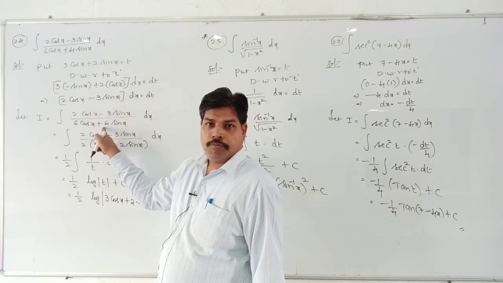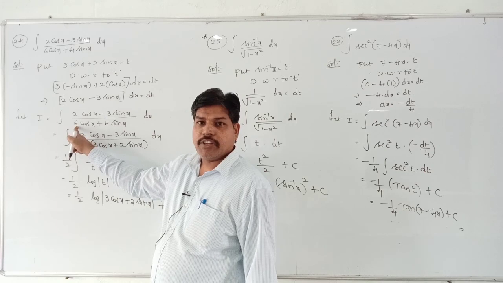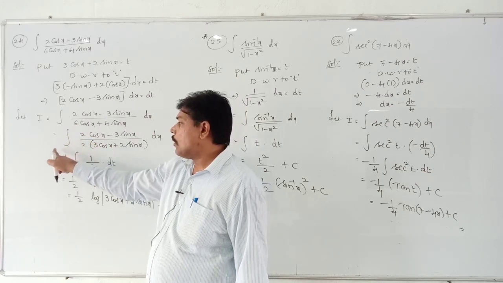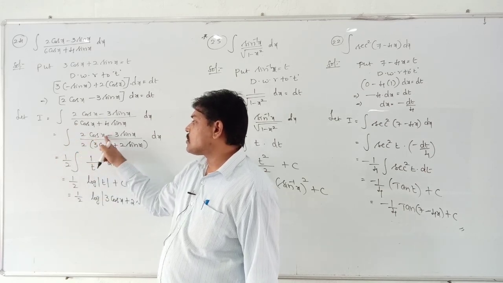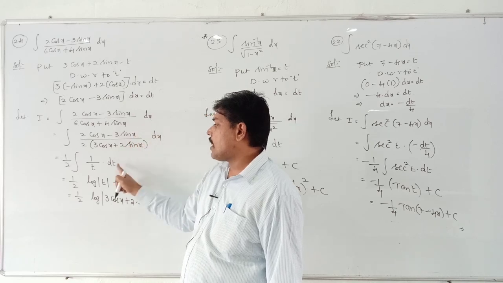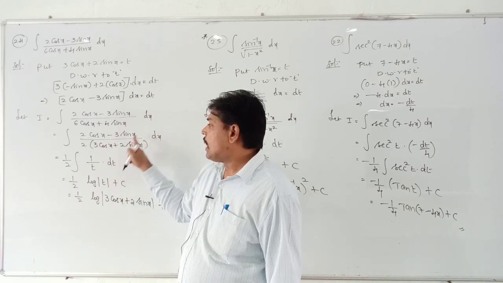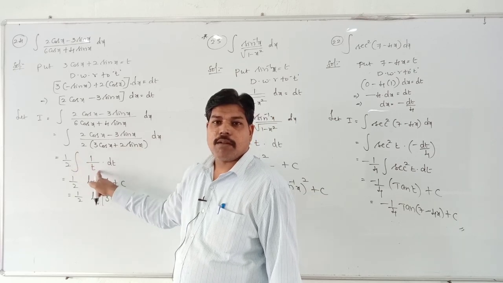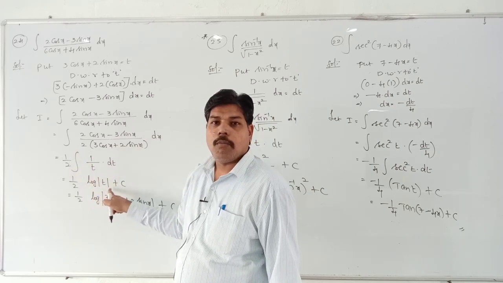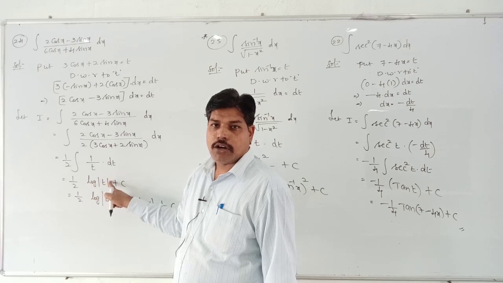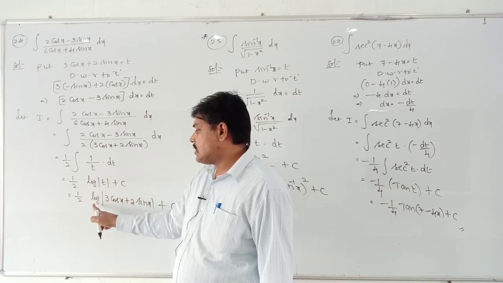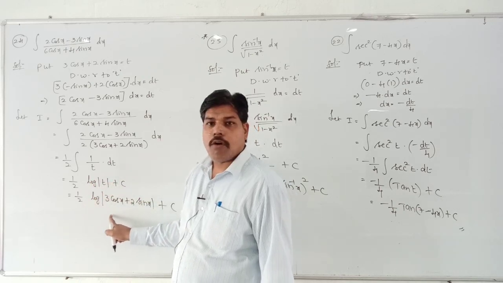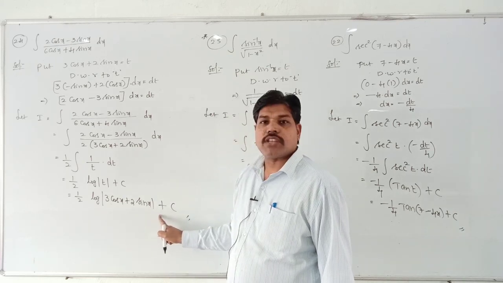So take the problem and take the 2 common here in the denominator and take the 2 out. So 1 by 2 into 2 cos x minus 3 sin x into dx value will become dt, and 1 by 3 cos x plus 2 sin x value is t. Integral of 1 by t is nothing but log mod t plus c. So that is nothing but 1 by 2 into log of mod 3 cos x plus 2 sin x plus c.